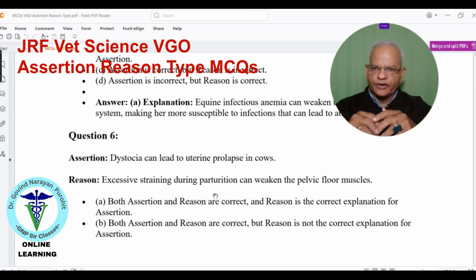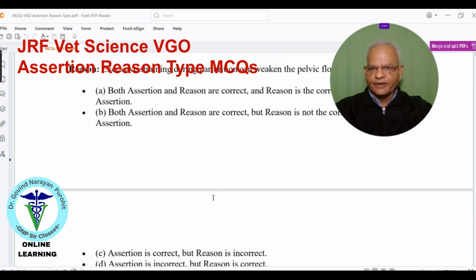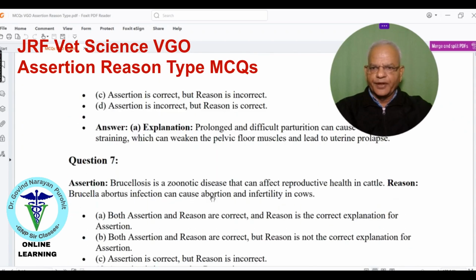So afterwards, when the fetus is delivered, the contractions continue, and because the muscles are weak, the vaginal musculature and the uterine musculature have become very weak, so they prolapse out, right? So both the assertion and reason are correct, and reason is the correct explanation for the assertion.